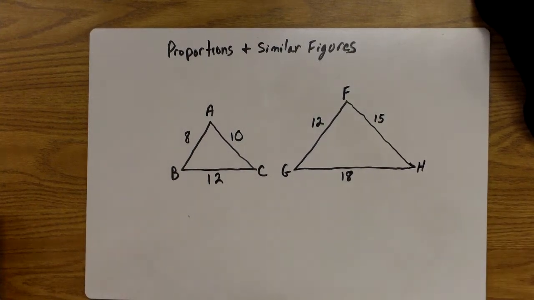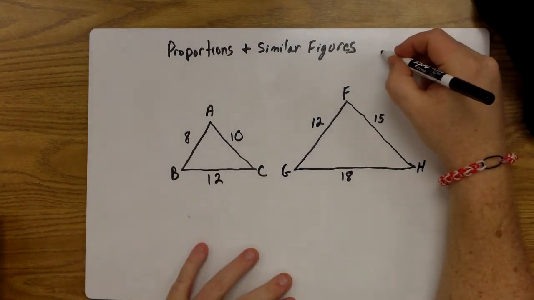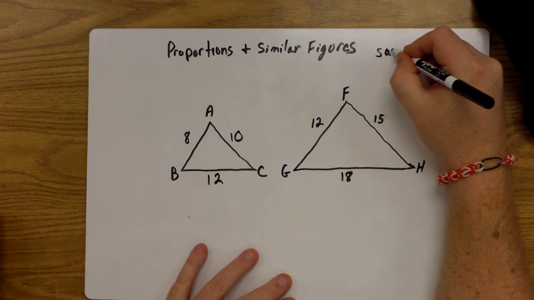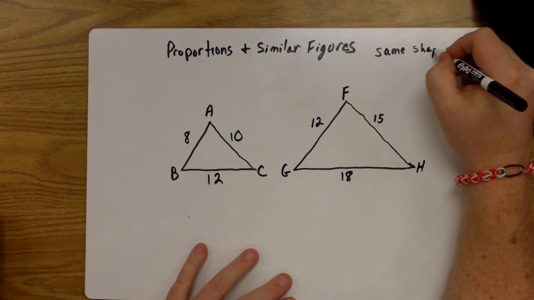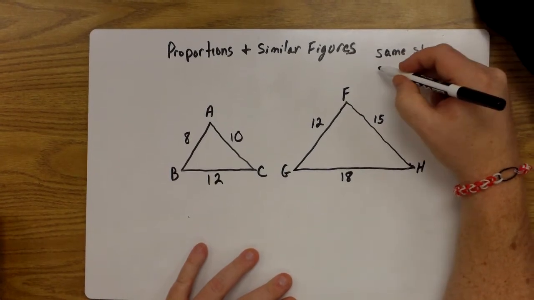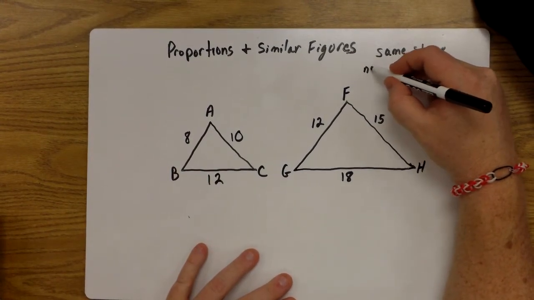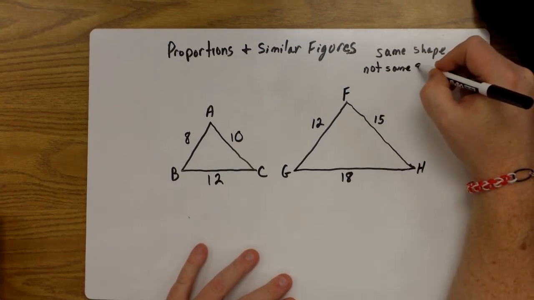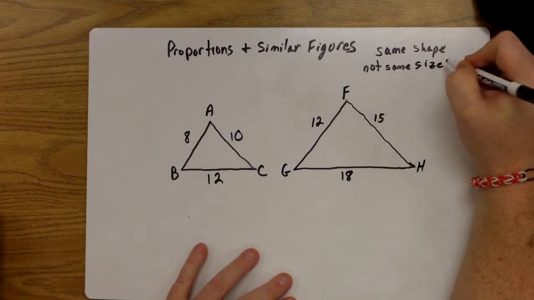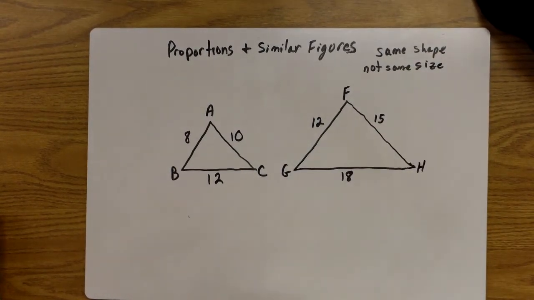This video will be on proportions and similar figures. And the first thing we need to discuss is what are similar figures. They are figures that have the same shape but not the same size. Nice easy example here, two triangles that have the same shape, but they're not the same size.